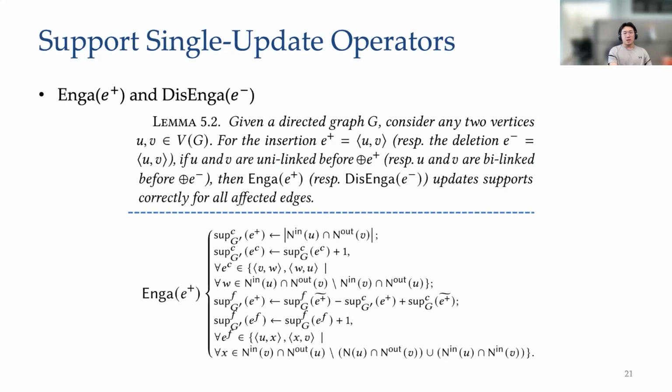And consider a single edge insertion, UV. It is known that U and V are unilinked before the insertion, and so for the updating of the cycle support and flow support, the cycle support is increased by 1 for any edges E, and the flow support is increased by 1 for any edges of EF, with a time complexity of degree U plus degree V.